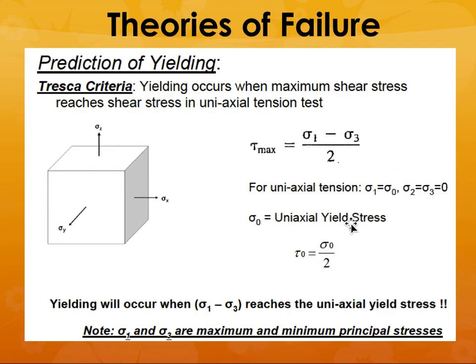In the standard format, the shear stress is equal to sigma 1 minus sigma 3 divided by 2, where sigma 1 is a normal load, sigma 2 is the load in direction 2, and sigma 3 is the shear stress.